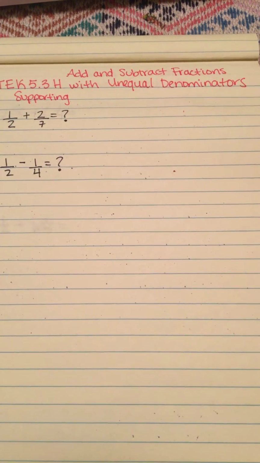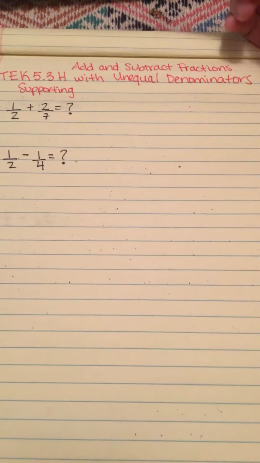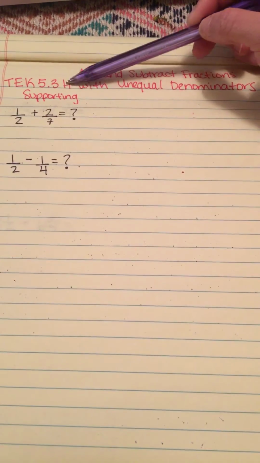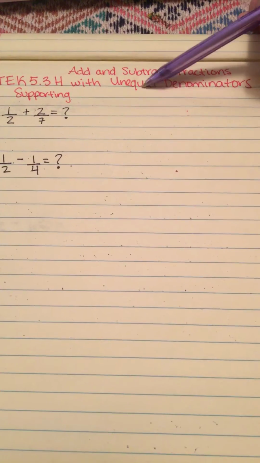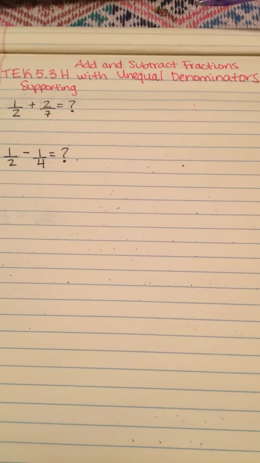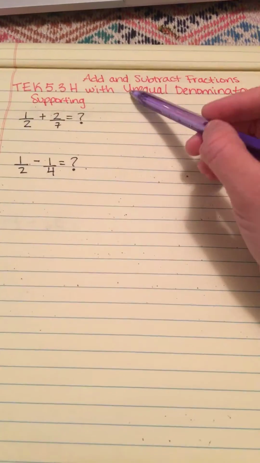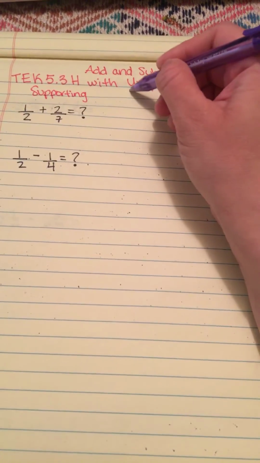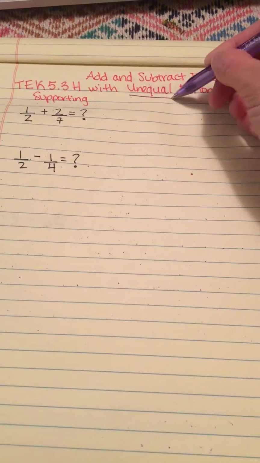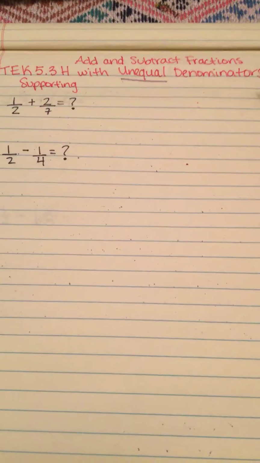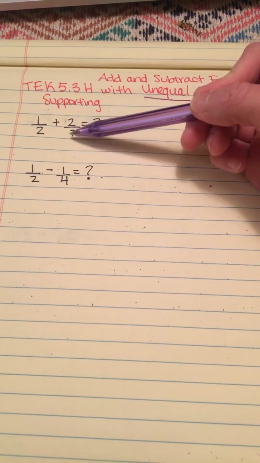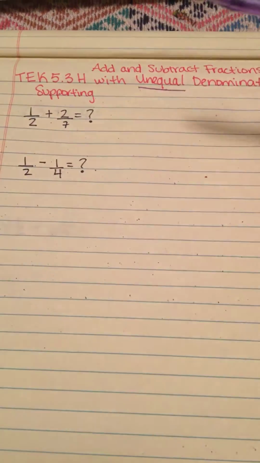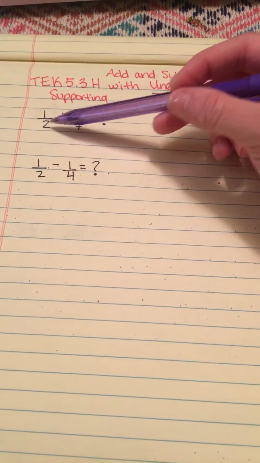Hey everybody, so today I'm going to go over TEK 5.3H, where we will be adding and subtracting fractions with unequal denominators. Just by reading the TEK, I already gave you a huge hint that the denominators are obviously not equal. They're not the same, so that means that in order to add or subtract, we need to have a common or equal denominator.